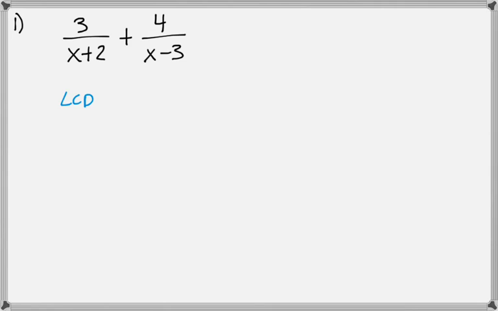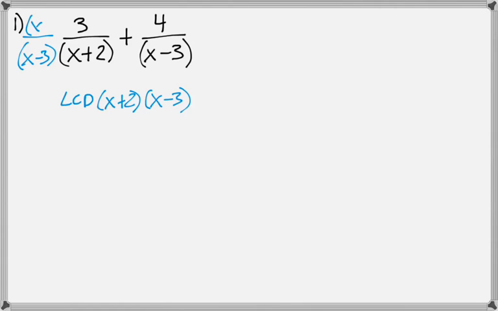So my LCD between x plus 2 and x minus 3 is actually just going to be x plus 2 and x minus 3. So to add these, the left one is missing an x minus 3, but because you multiply the bottom, you also need to multiply the top. And the right one is missing an x plus 2. And then also don't forget to multiply the top.